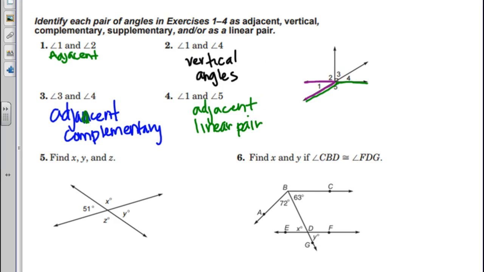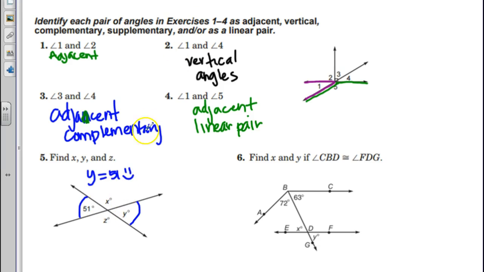All right, let's finish up here. Find X, Y, and Z. Well, there are a couple of things going on here. First of all, these guys are vertical angles. Do you guys see that? So I have this angle, and I didn't trace over anything. Those guys are vertical angles. So I know that Y is 51.